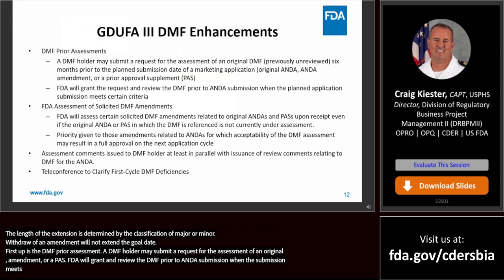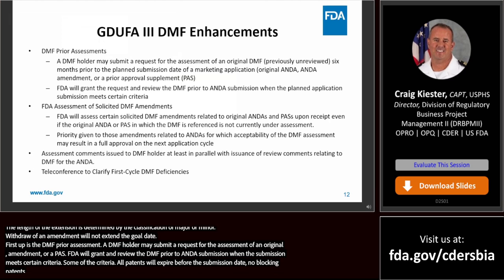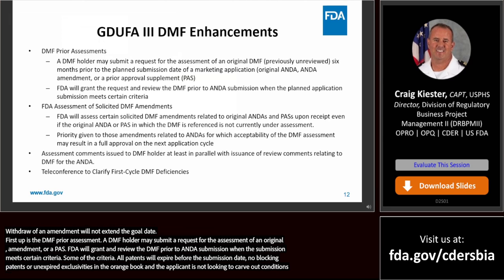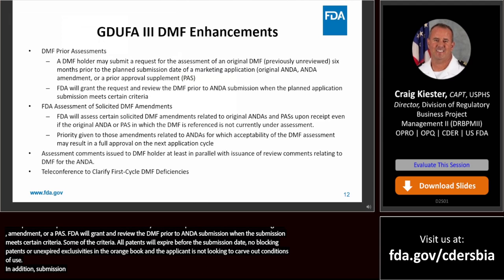Some of that criteria: all patents and exclusivities will expire within 12 months of the planned submission date. There are fewer than 4 approved therapeutically equivalent drug products, including RLD, in the Orange Book. No blocking patents or unexpired exclusivities in the Orange Book. And the applicant is not seeking to carve out any conditions of use. In addition, submission for a drug product that could help mitigate or resolve a drug shortage and prevent future shortages, or if it's related to a public health emergency.